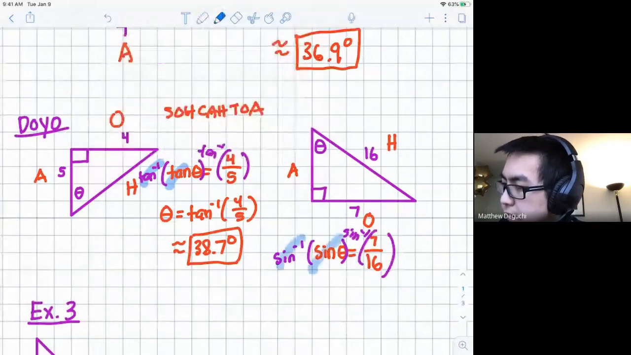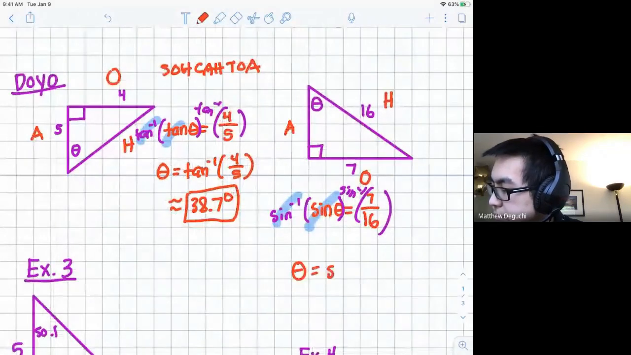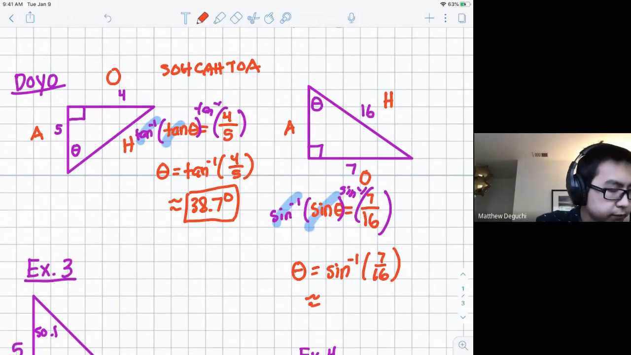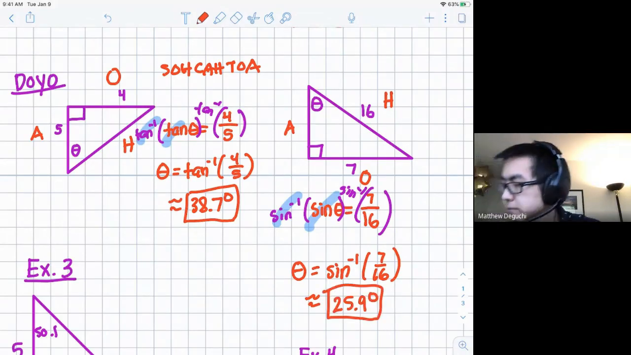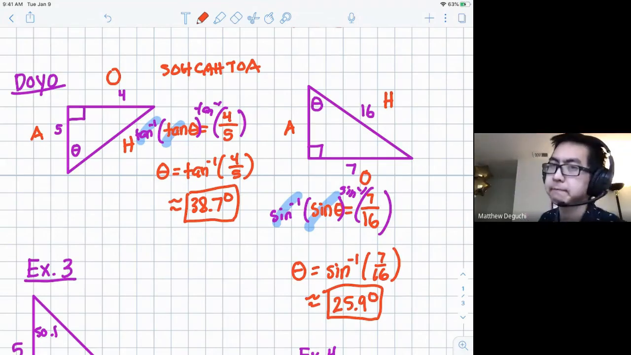Cancels, and then we got theta is equal to sine inverse of 7 over 16. Put that in your calculator, so sine inverse of 7 divided by 16, which you should have gotten 25.9 degrees. Okay, so that's how you find your angle measurements using sine, cosine, and tangent.